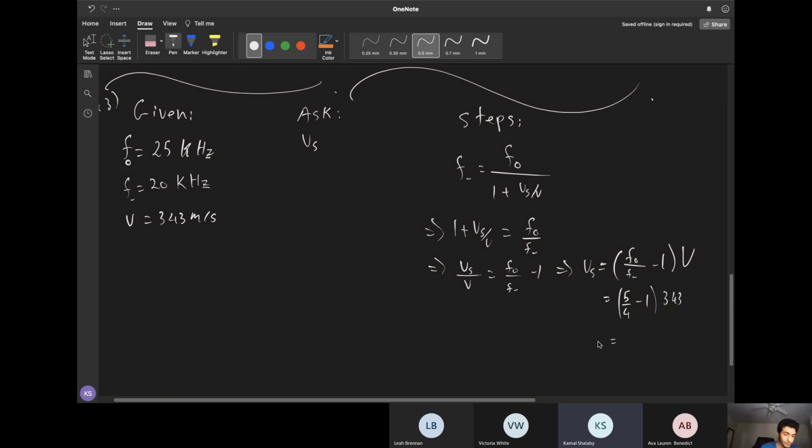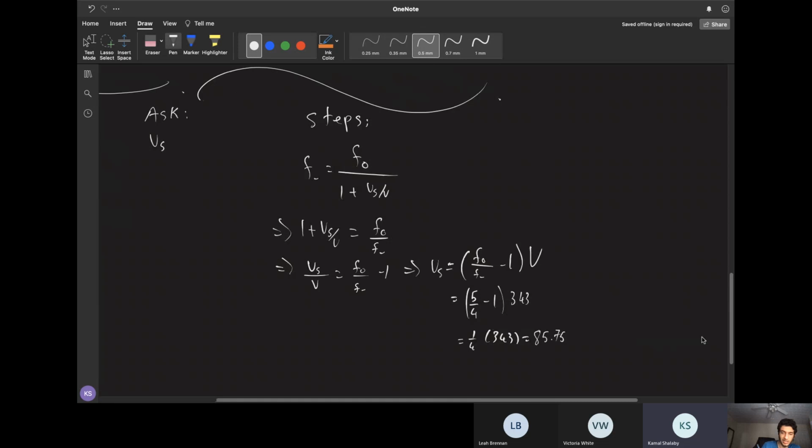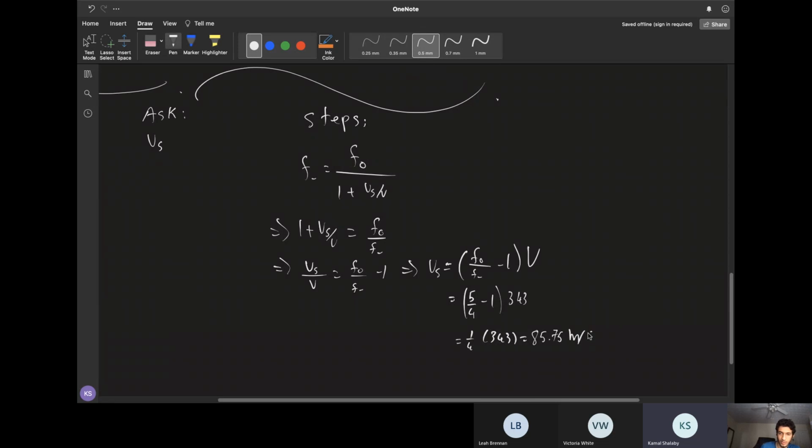So 5 over 4 minus 1 is 1 over 4, times 343, which equals 85.75 meters per second, away. Okay, so that's the final answer, and that's it.